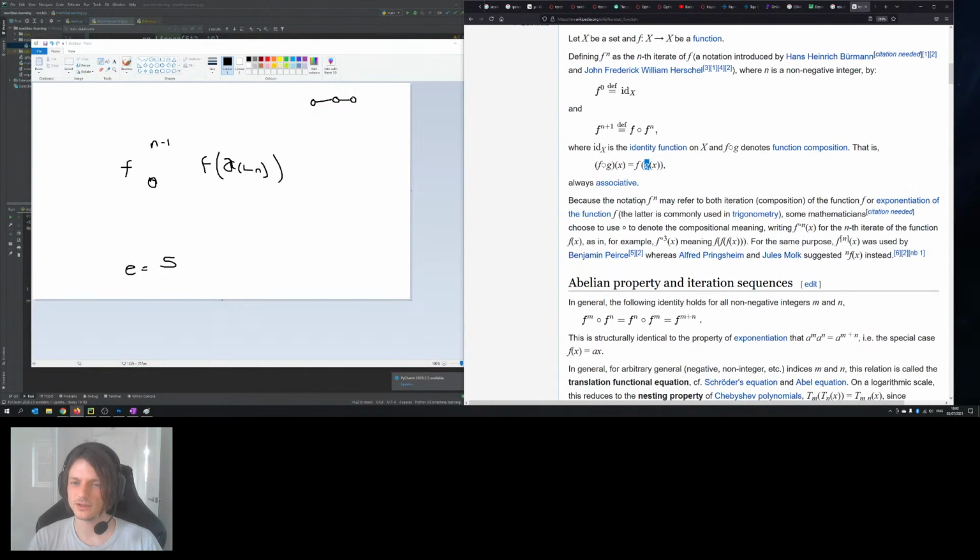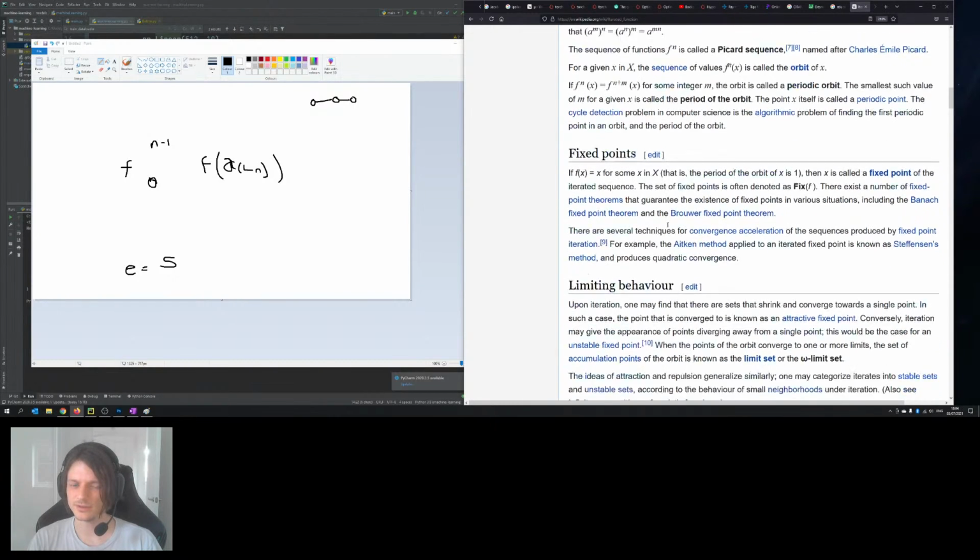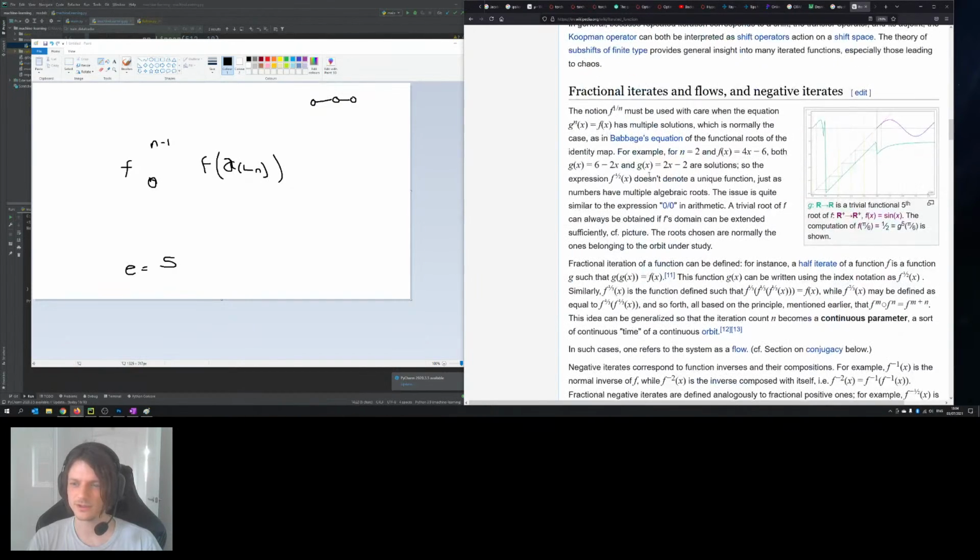Always associative. Because the notation f^n may refer to both iteration, composition of the function, or exponentiation of the function, the latter is commonly used in trigonometry. Some mathematicians choose to use a different notation to denote the compositional meaning, writing it for the nth iterate of the function. Iteration sequences, limiting behavior, invariant measure, fractional.